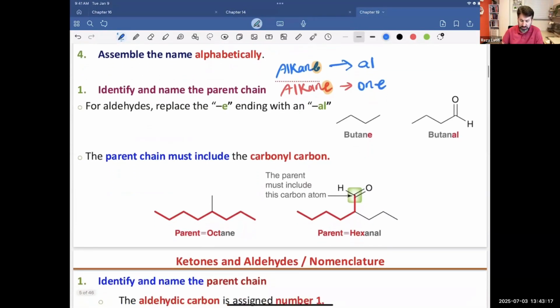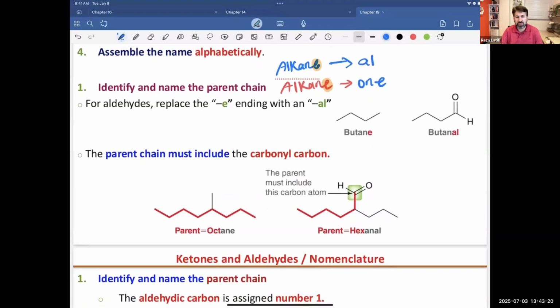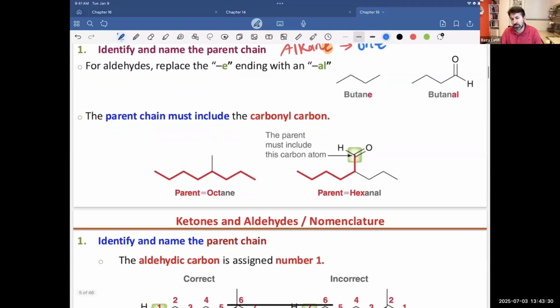Okay, let's practice an example. The first thing we need to identify is the longest chain, or the parent chain. The parent chain is the chain that has the functional group, and in this case it is the carbonyl group. So the one on the right side has the functional group, and I'm going to start labeling from here. I will call this one 1, and then 2, 3, 4, 5, 6. So I have 6 carbons. It would be hexane, but because we have a carbonyl group, I'm going to replace the E by AL, so it will be hexanal. So we replace the E by AL.